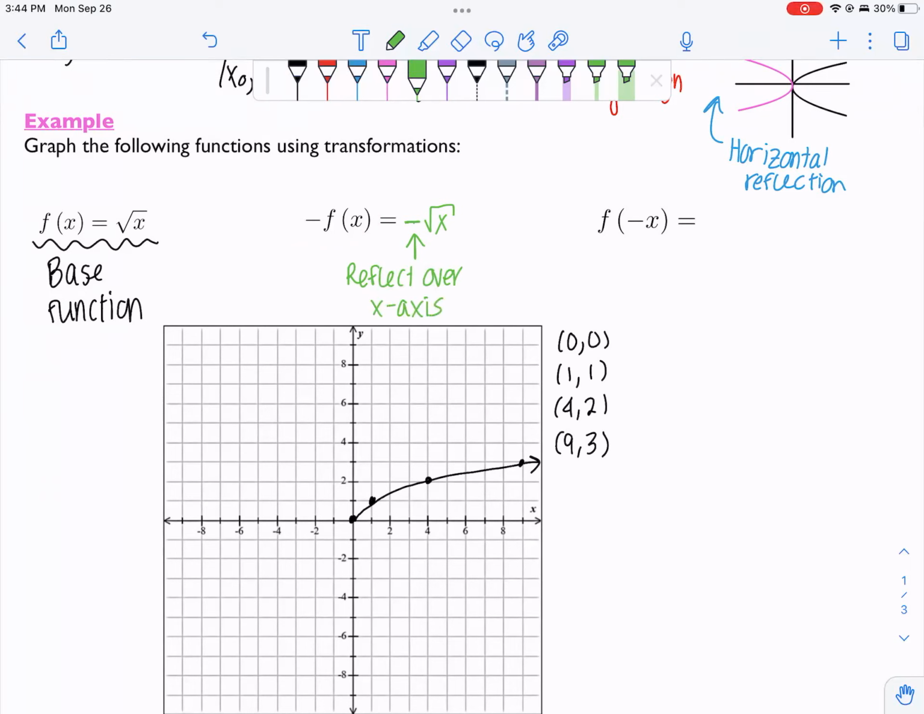It means that all the y values are going to change sign. So 0, 0 is going to stay in the exact same place. 1, 1 will become 1, negative 1. 4, 2 will become 4, negative 2. 9, 3 will become 9, negative 3.